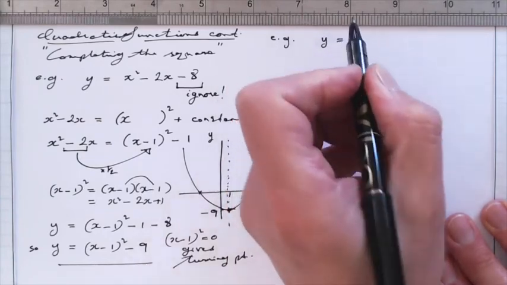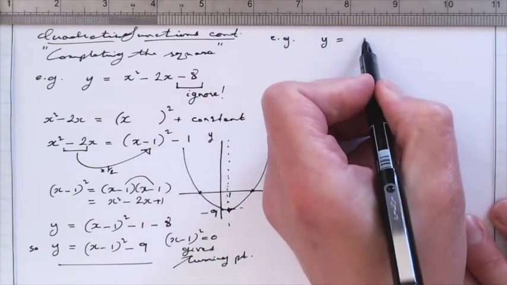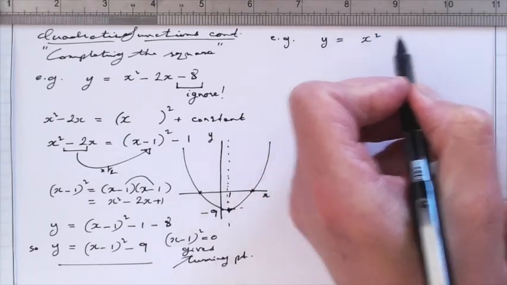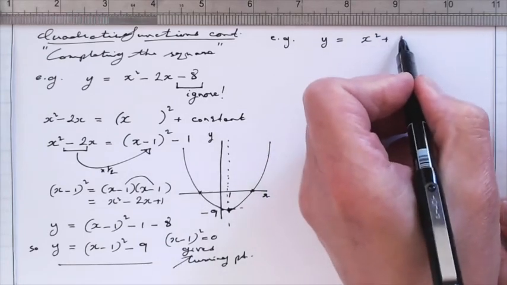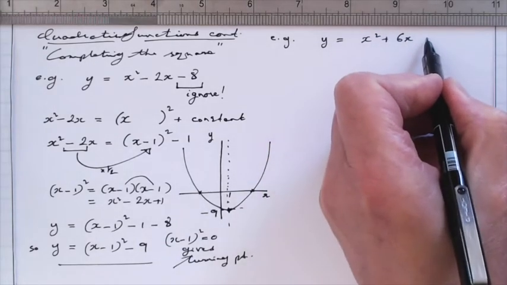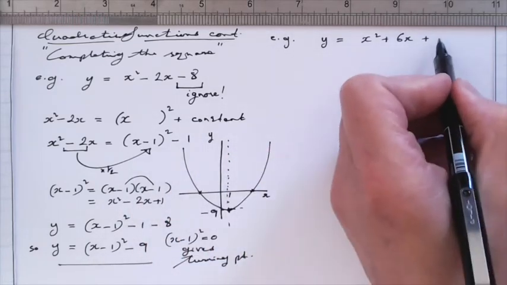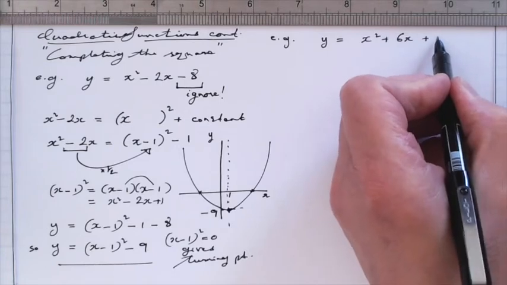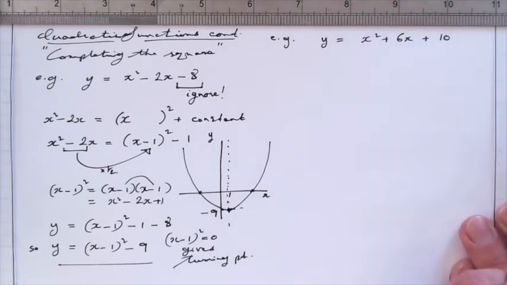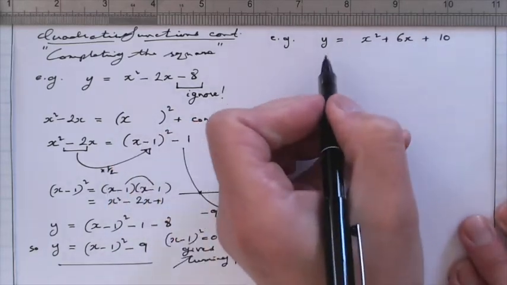y equals x squared plus, let's say, 6x, and then I'll just choose a number, let's choose 10. Why did I choose 10? Well, the reason I chose 10 there, and I hope that is good enough. Yes, it is. I want to work out the discriminant.